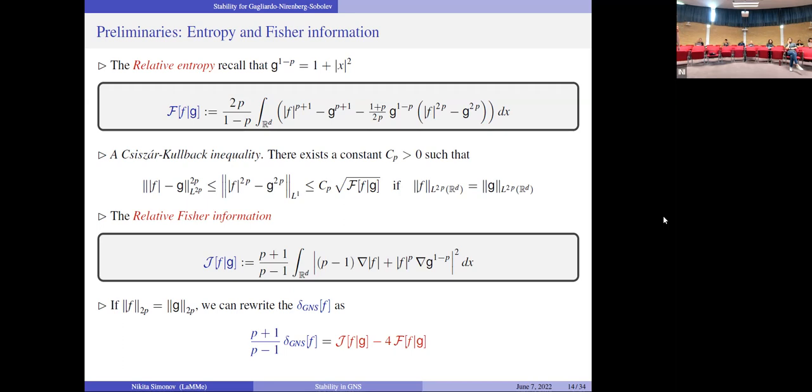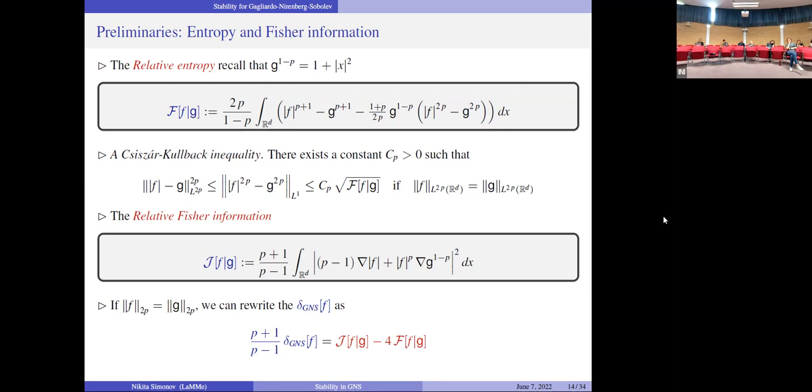Then we'll introduce another functional here, which is the relative Fisher information, or just Fisher information, which is basically a different way of looking at the gradient of f. You take the gradient of f, but you take also the gradient of g into account. And now there is a miracle that happens. If you take the relative Fisher information minus 4 times the entropy, what you are left with is exactly the non-scaling deficit that I introduced before.